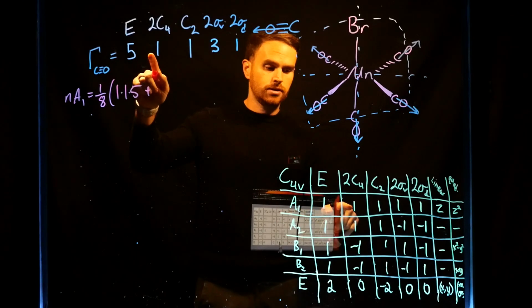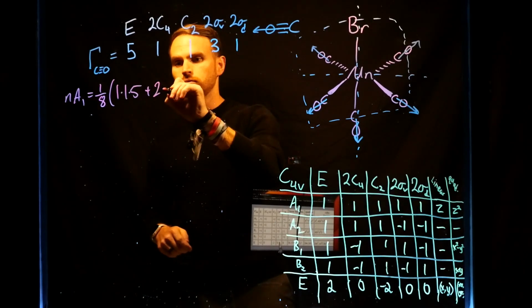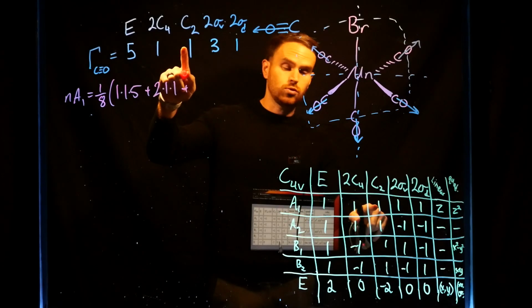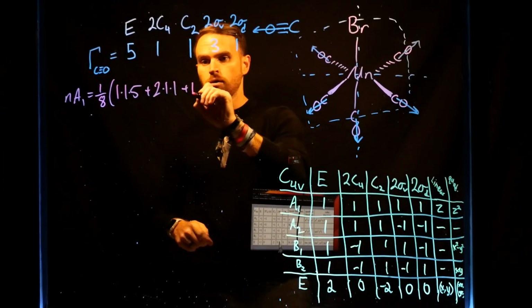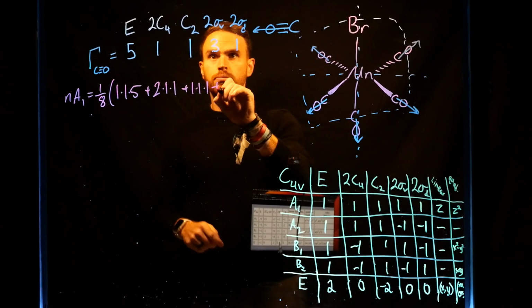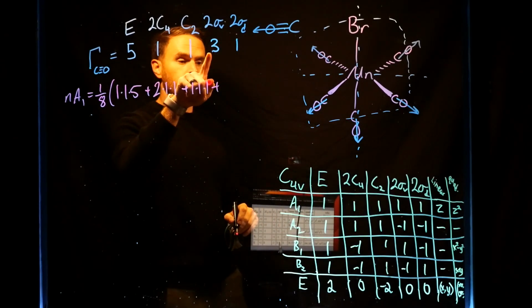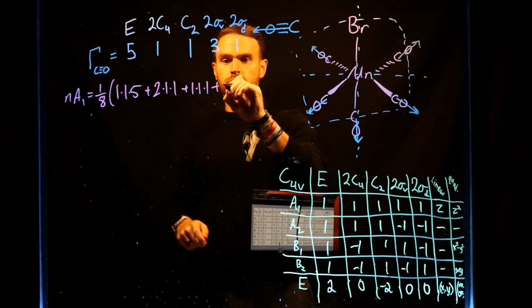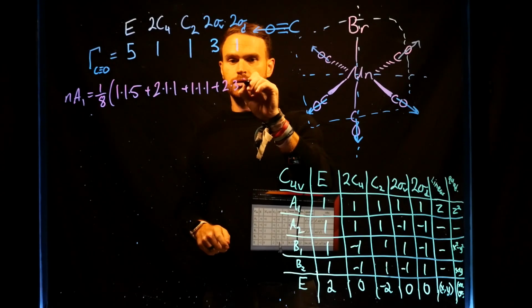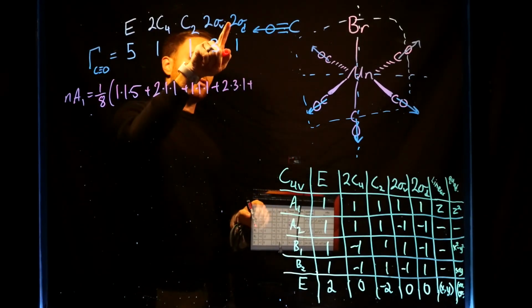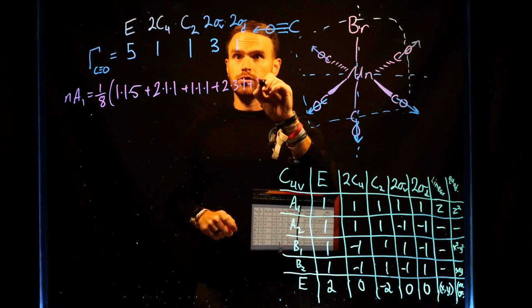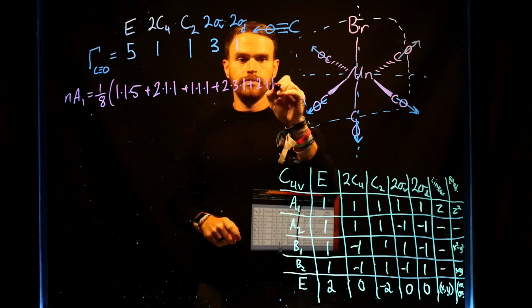2 times 1 times 1. Plus 1 times 1 times 1 for C2, plus 2 times 3 times 1 for the sigma V, plus 2 times 1 times 1 for the sigma D.